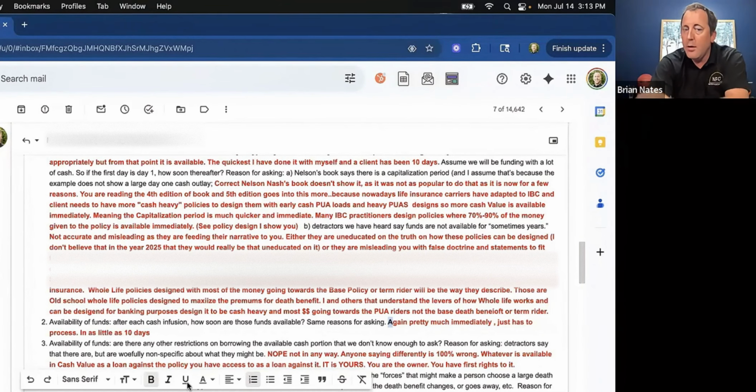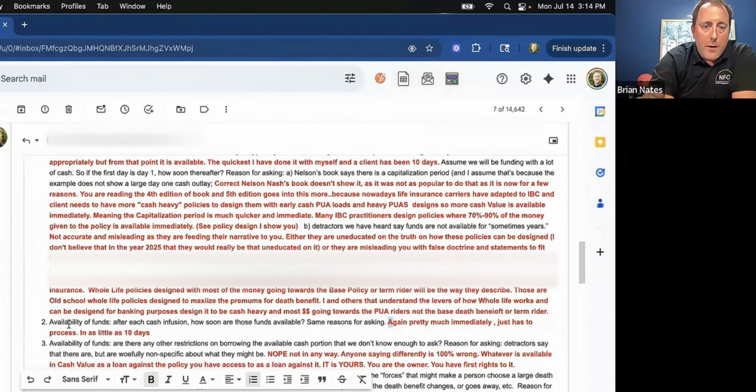All that's important is that it's designed with the paid up additions rider in it, designed a certain way with those riders involved. I will say, sometimes these detractors get index universal life confused with whole life. And many times with index universal life, the funds are not available for sometimes up to 15 years. Many are 5 to 10, but that's not what this is.